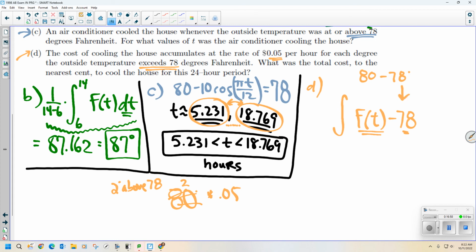That's why that's critical, all right? And I want that from 5.231 to 18.769. How come? Because if any time before this or after this, I'm not above 78. We just made that determination in part C. That's when the air conditioner is kicking on. All right? Don't forget I need my DT. Oh, and when everything's all said and done, whatever this equals, I'm going to multiply it times a nickel, 0.05. All right? So let's go ahead and do this.